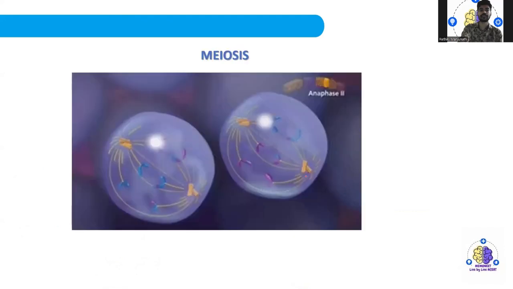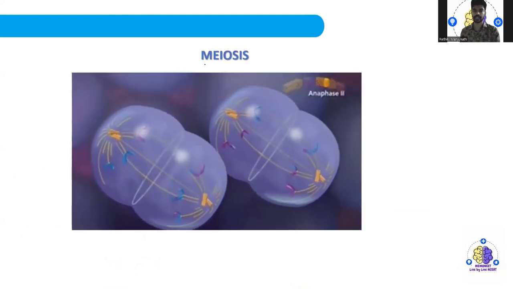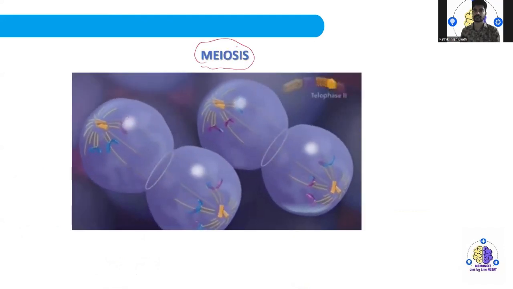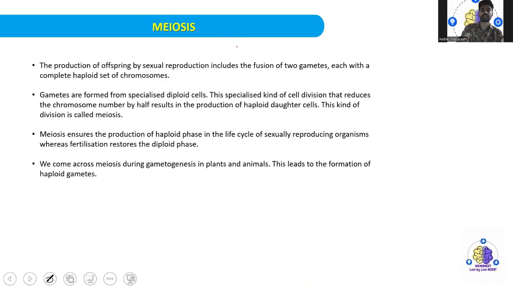So in this video, we will be concentrating on the next part, that is meiosis. So what do we mean by meiosis? Meiosis is nothing but the production of offspring by sexual reproduction, including the fusion of two gametes. For instance, in human reproduction, the offspring is produced by the fusion of sperm and ovum.